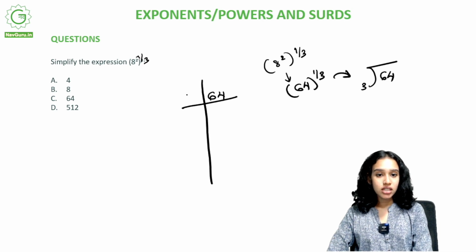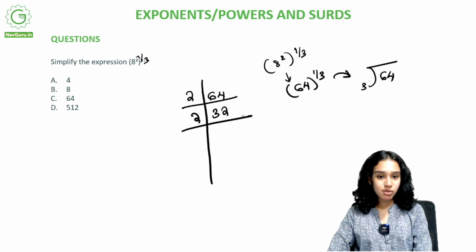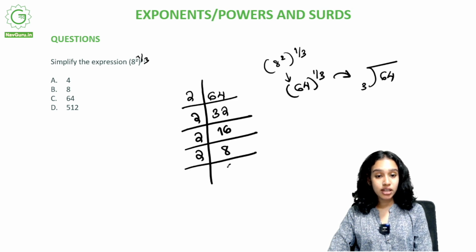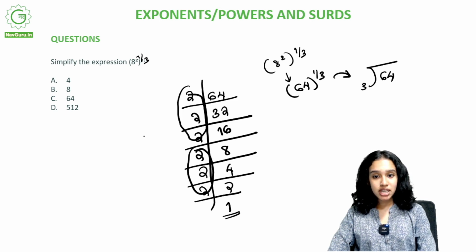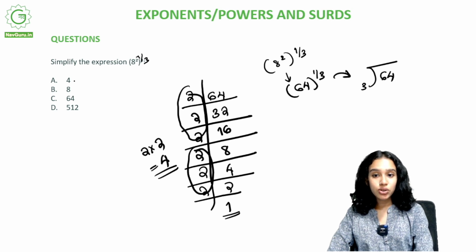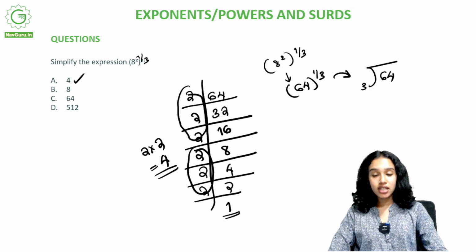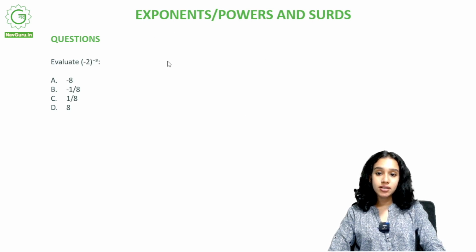64, so 2, 32, again divisible by 2, we get 16, again divisible by 2, we get 8, again divisible by 2, we get 4, again divisible by 2, we get 2, then dividing it again by 2, we get 1. So we get 2 triplets of 2, right? So we multiply these with each other and we get 4. So 4 is the right answer here. Now let's move on to the next question.